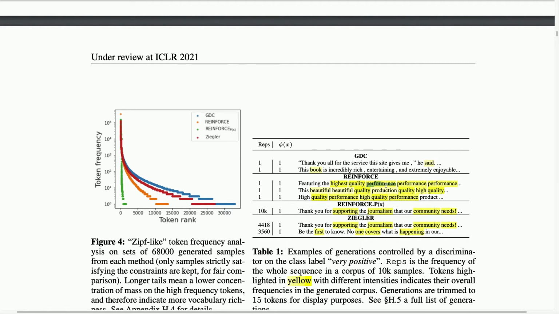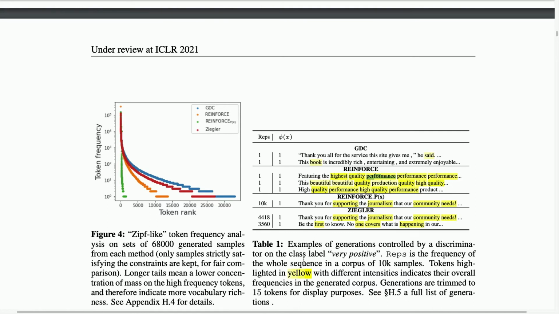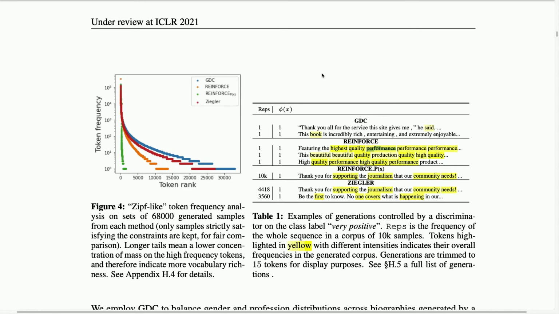Also, in yellow here, we have the frequency of the words in the corpus. It seems that the GDC model is able to generate samples with lower repetition, as well as low frequency words, while still generating outputs with the target constraint, which in this case is very positive outputs. In the paper, you have some more examples of outputs generated using different constraints. You can take a look in the appendix.